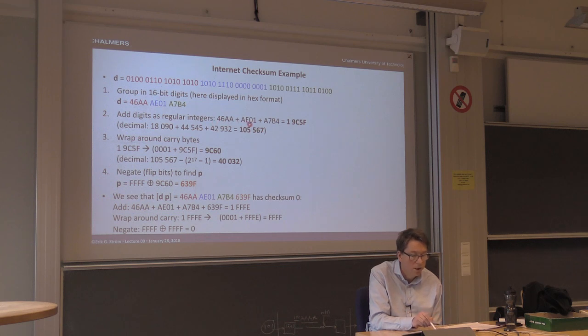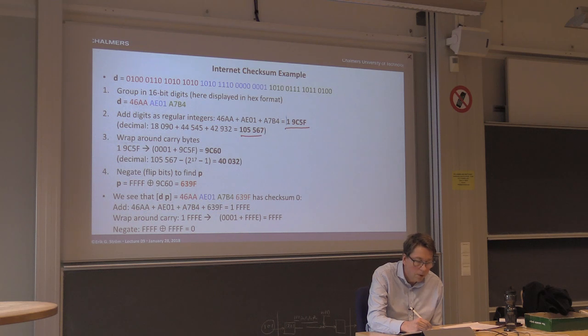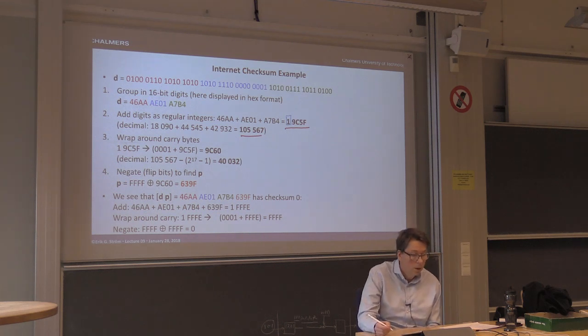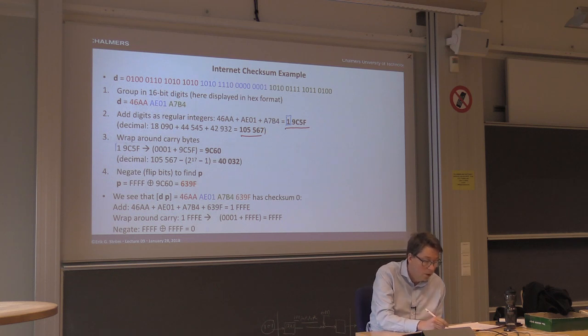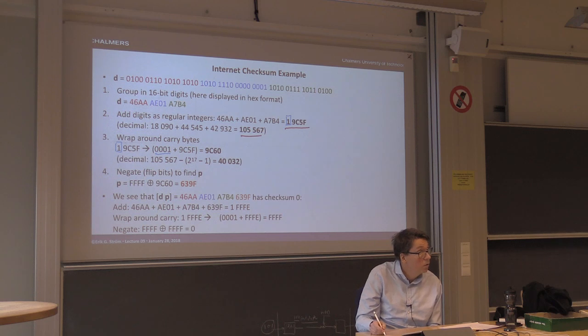So if we do that in hexadecimal, the answer is this. You can check that by doing that in decimal, you get this. So these two numbers, underlined with red here, are the same. So we see here that we get a carry bit here. So that needs to be added. So the carry bit here needs to be added to the result to get it to be a 16-bit integer.